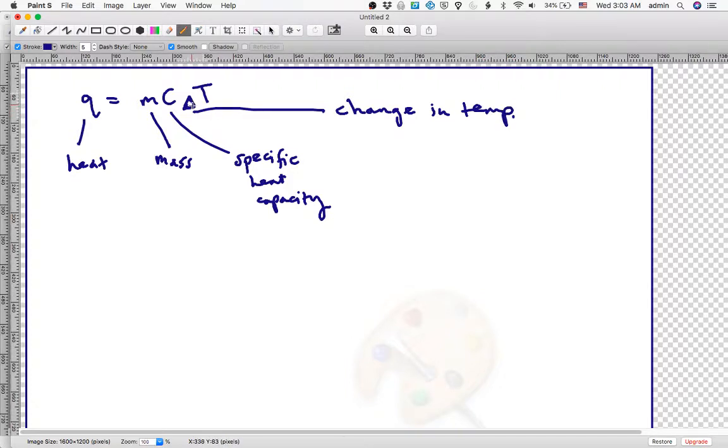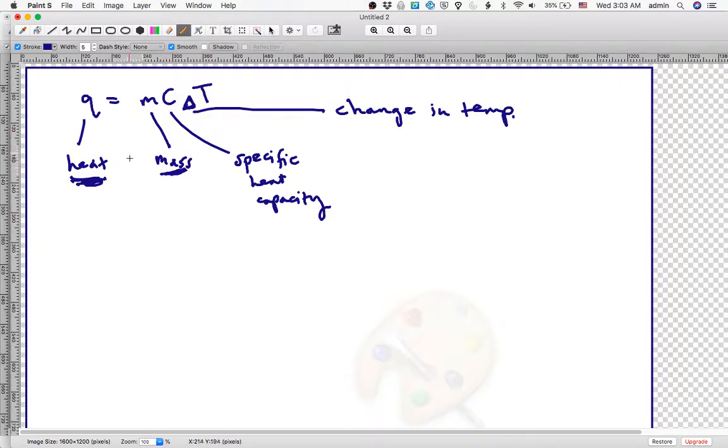If you experience a very large increase in temperature, that means that a lot of heat got transferred. If you have a large mass, then that will allow you to transfer a lot of heat. If you have a very large specific heat capacity, that means for even a small change in temperature, you're going to need a lot of heat.